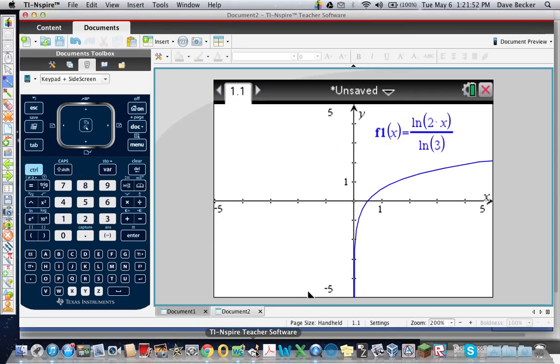Let's take a look at that on the graph. 4.5, about right there. Does it seem like it's 2? It sure does. And f of 0.5 is 0 right there. Bam. Okay. Next question.